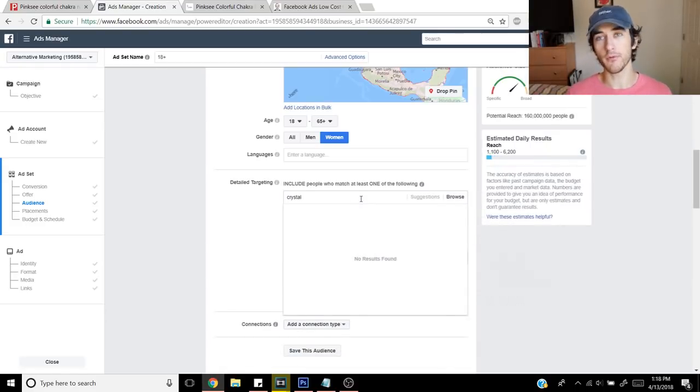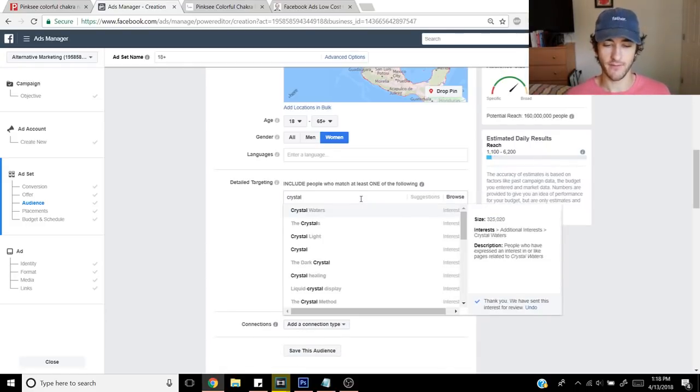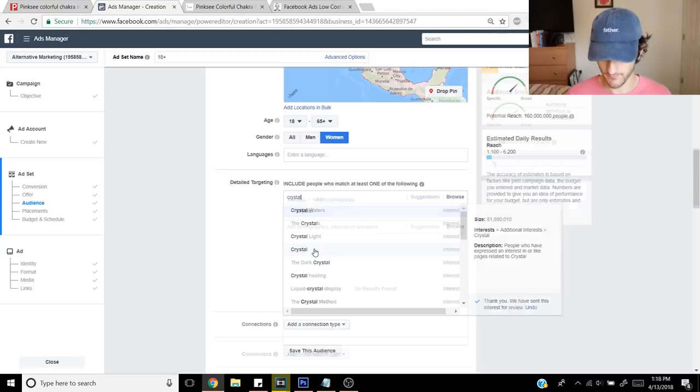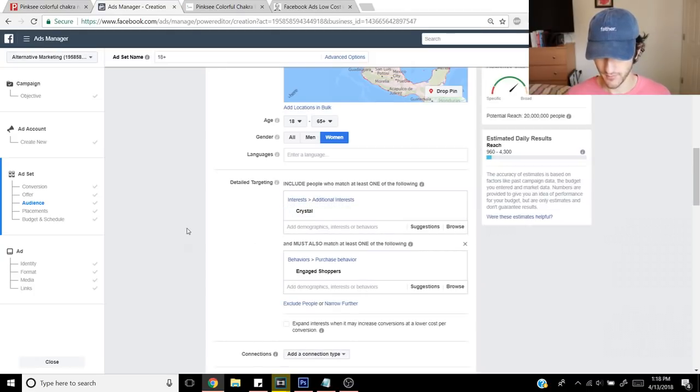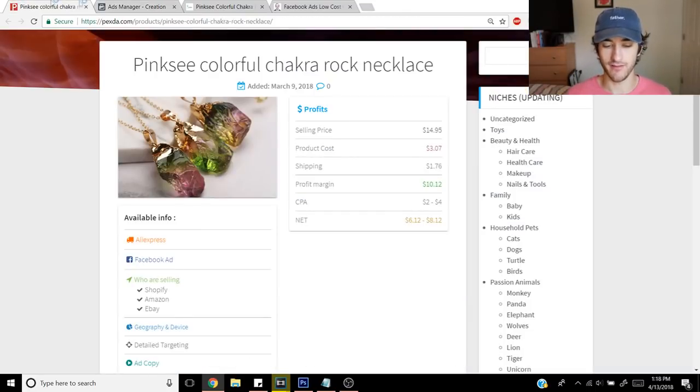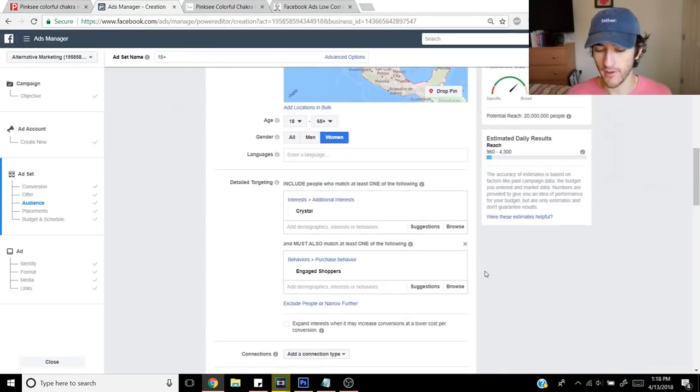Let's say crystal. People that love crystals are definitely gonna love this because it's like a crystal necklace. So, the crystals, I think that's a band. Crystal. Here we are. Boom, 20 million people. That's massive, but if anybody likes crystal, they've got to like these, right? It's just a crystal pendant, so that could work totally fine. We'll go ahead and do that.